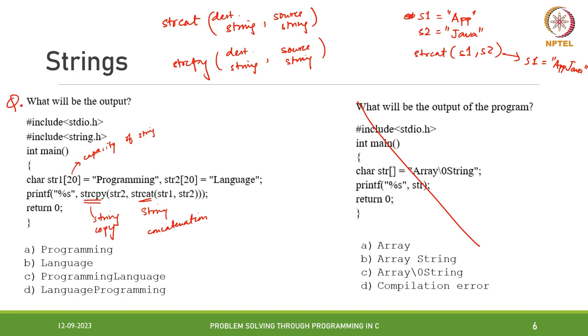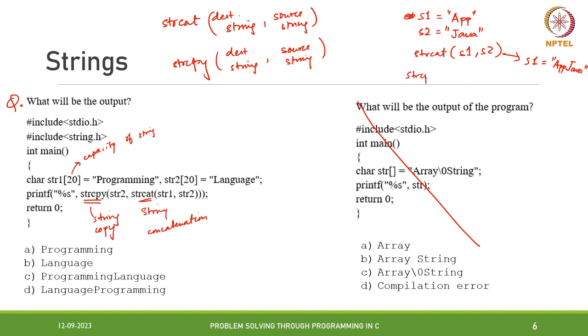Okay. So Java will be concatenated to the end of s1. So s1 ends at this p. So after that the Java will be concatenated to it and it will be stored in s1 itself. So s2 will not undergo any change. Only the value in s2 will come and get concatenated to s1. So this is how strcat works.